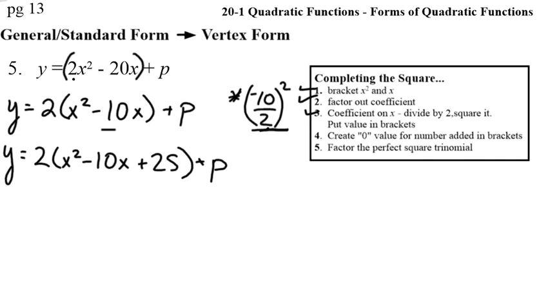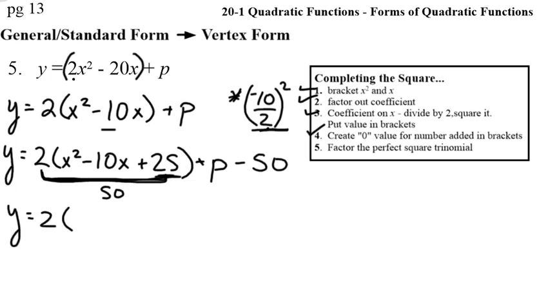However, as soon as I add that 25, I've changed it. I need to counteract it. That 25 in the brackets with the 2 out front, I actually added a value of 50. So if 50 went in, I need to counteract by putting a negative 50 as well. 2, bracket, x squared minus 10x plus 25. That factors, look at that, negative 10 divided by 2, is x minus 5 squared.